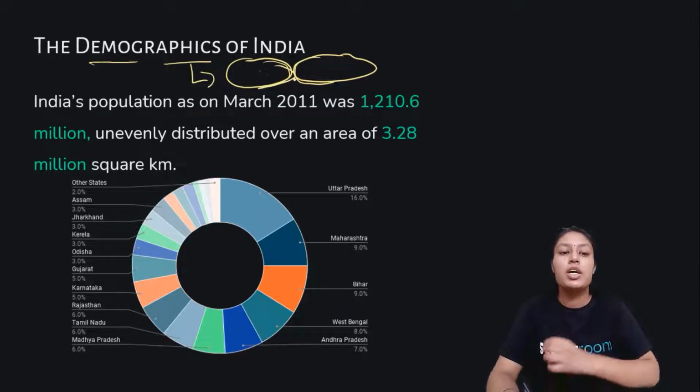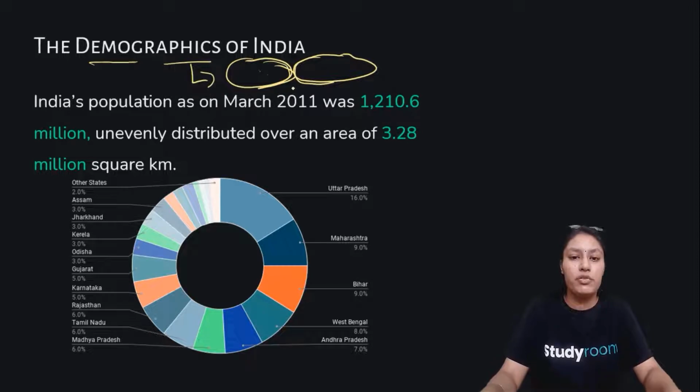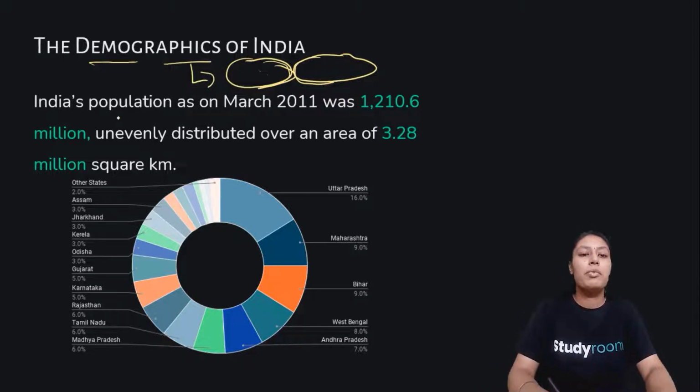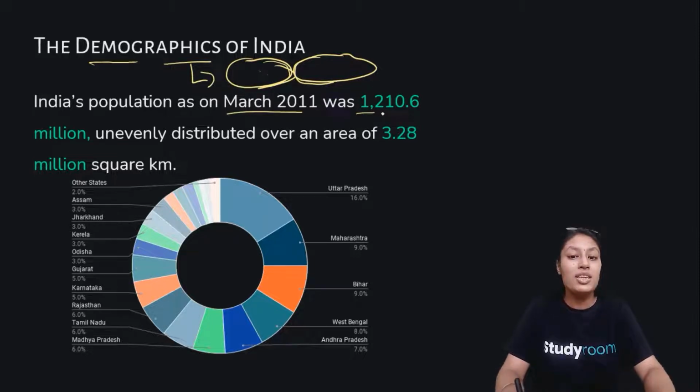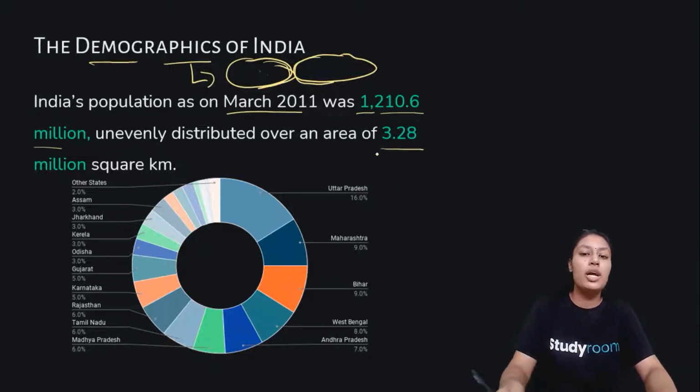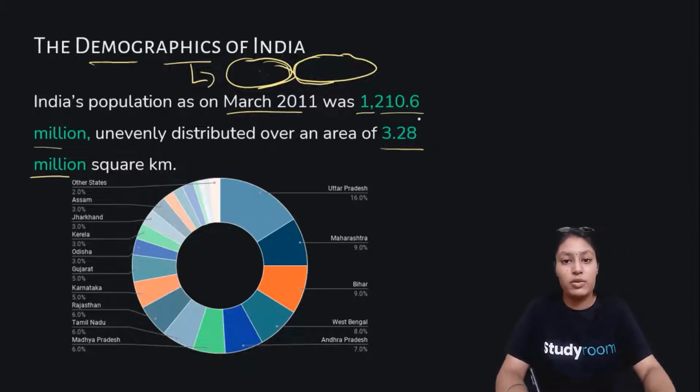So we'll study the demographic of India, meaning in which states how many people basically live. India's population in March 2011 was 1210.6 million, which was distributed over an area of 3.28 million square kilometers. So these many people were located in this area.